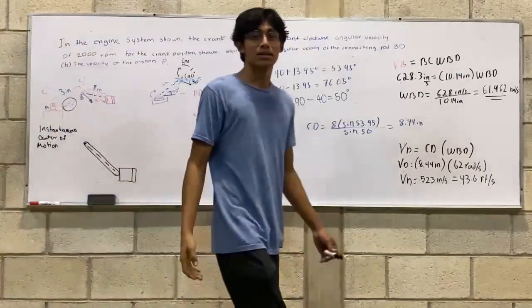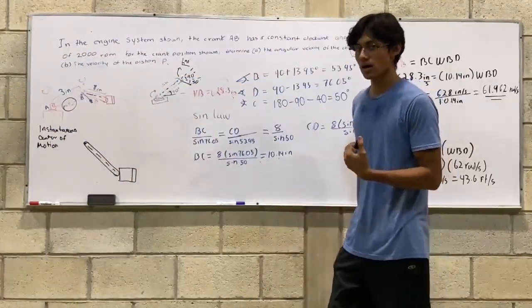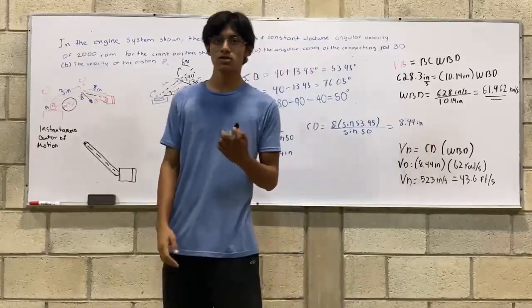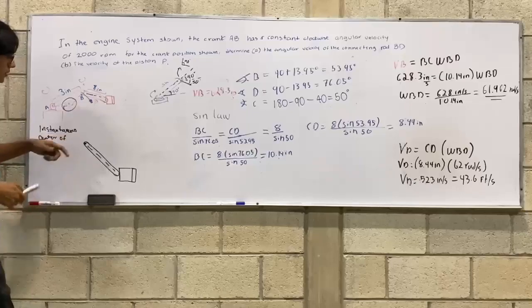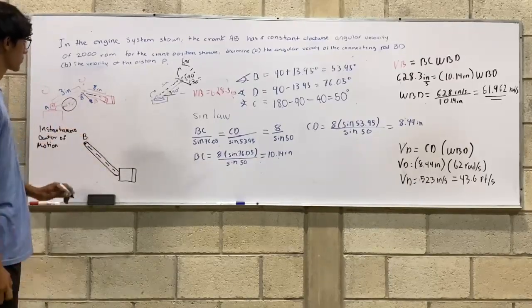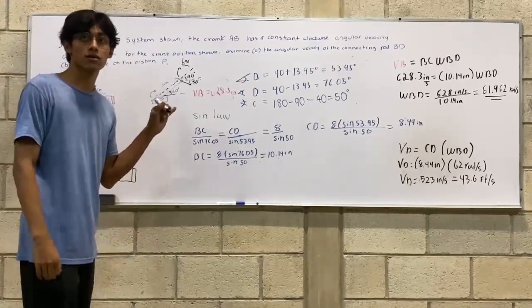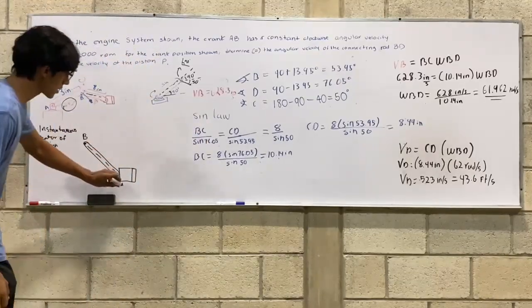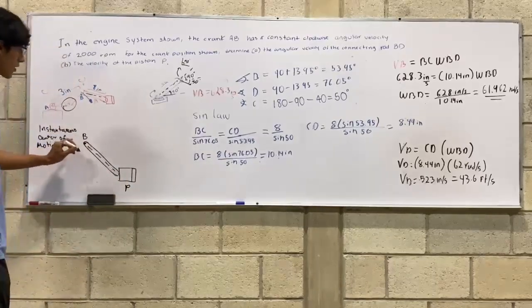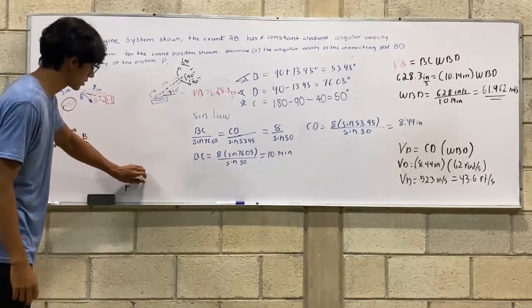Another way to get the same solution as the last one is to calculate the instantaneous center of motion. This is kind of simple. What do we have? We have the point V right here. This one is the vector or the crank that is directly connected to the piston. This one is the piston. These both are vectors.